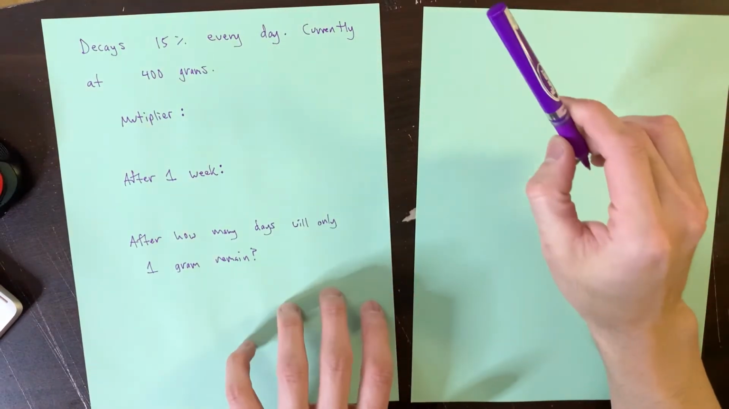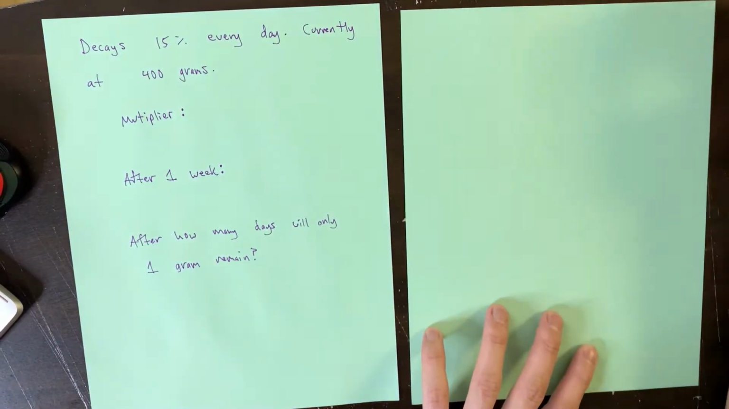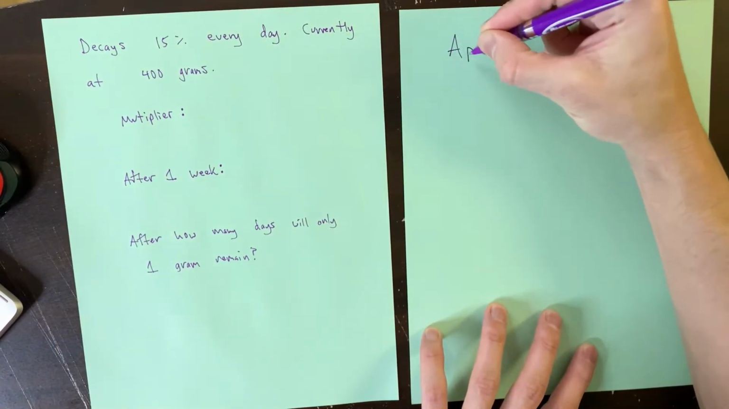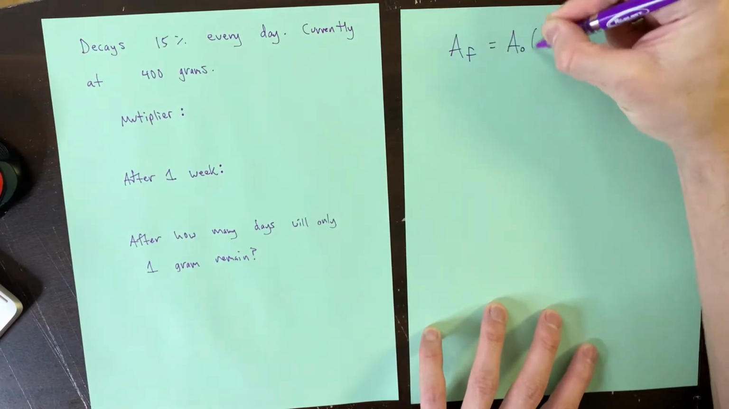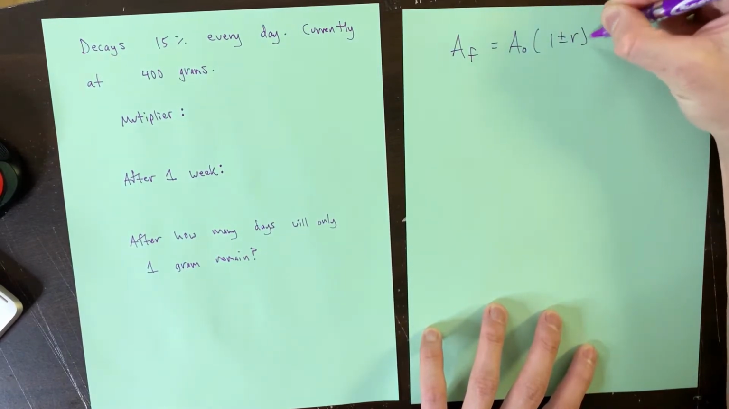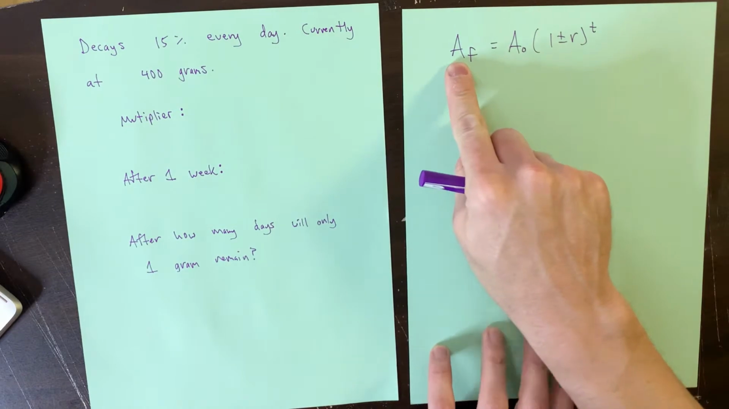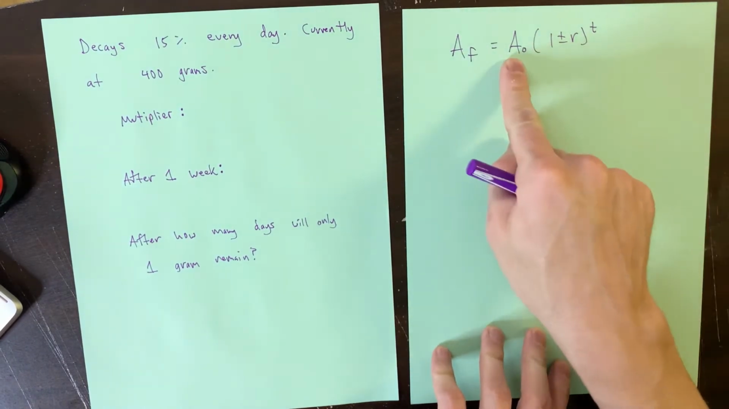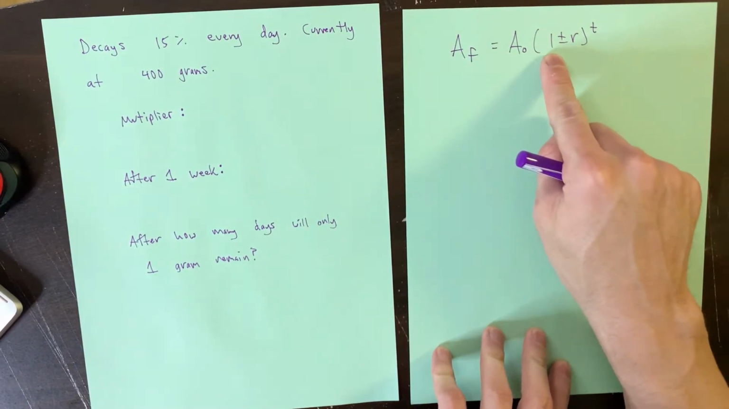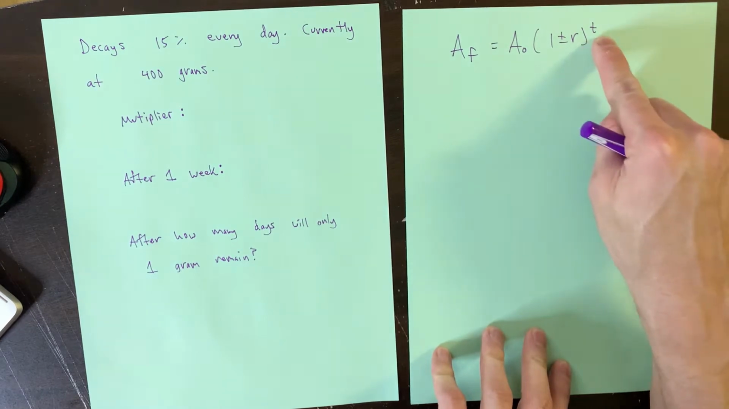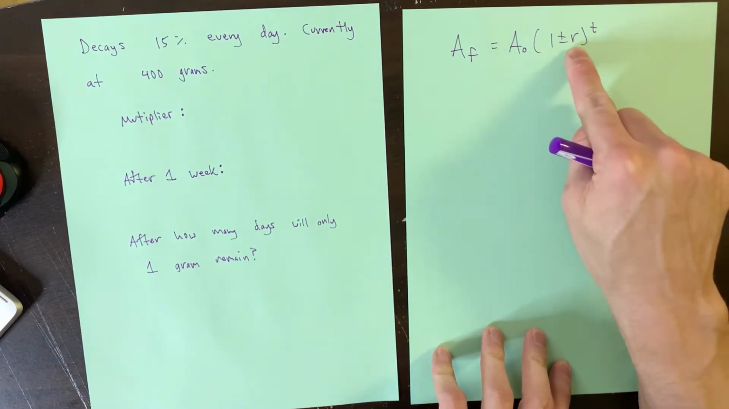So for growth and decay problems, let me just make up an equation. I'm just making this up, but the idea is true. So let me explain what this is. That's the final amount. That's the initial amount. 1 is just 1 plus or minus. R is the rate. T is time, time according to your rate.